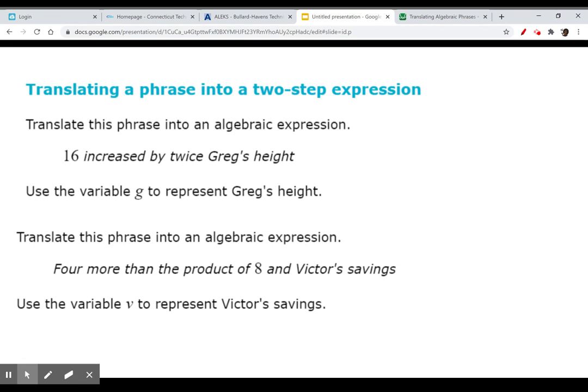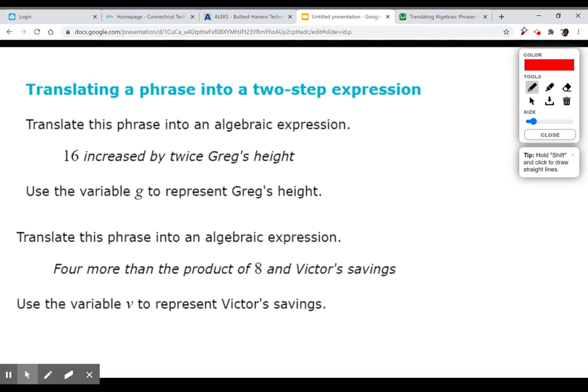What I'd like you to do here is actually answer the following questions. The first one is number 1: translate this phrase into an algebraic expression. 16 increased by twice Greg's height. And 2: 4 more than the product of 8 and Victor's savings. Remember what operation the word product indicates. And if you don't remember, try and look back at the last slide.